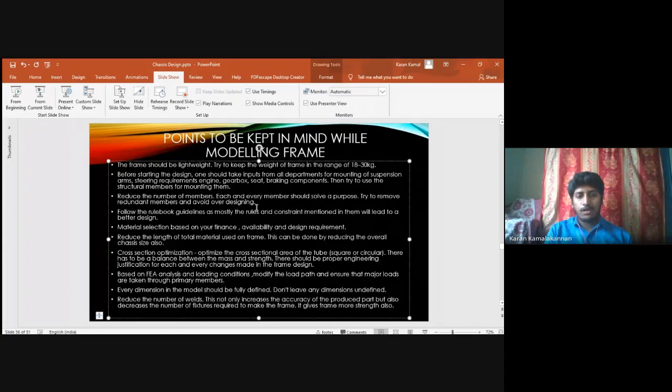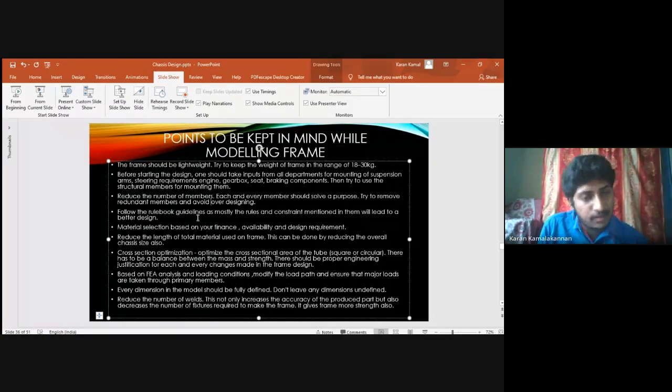As I told earlier, you should not simply design whatever you think you can model as a member. Try to remove the redundant members and avoid over designing. Over designing is not needed for a student level design. Over designing should be avoided because it adds significantly to cost during larger scale production.